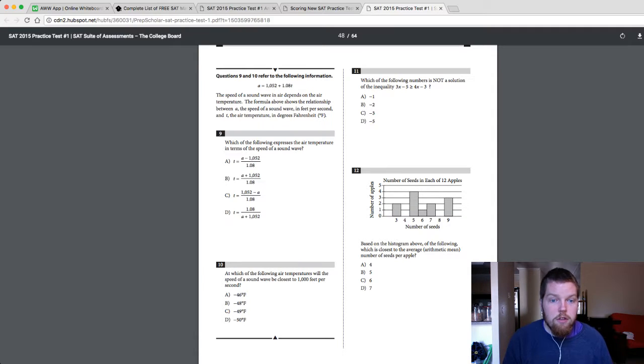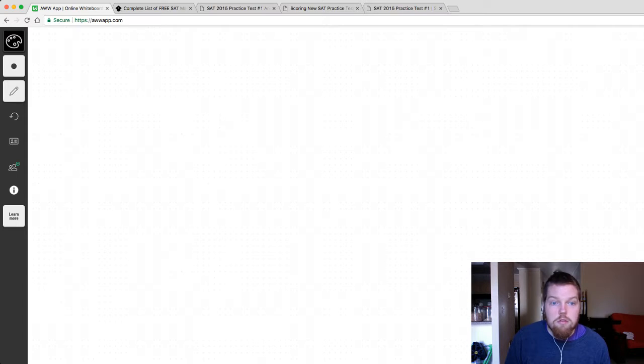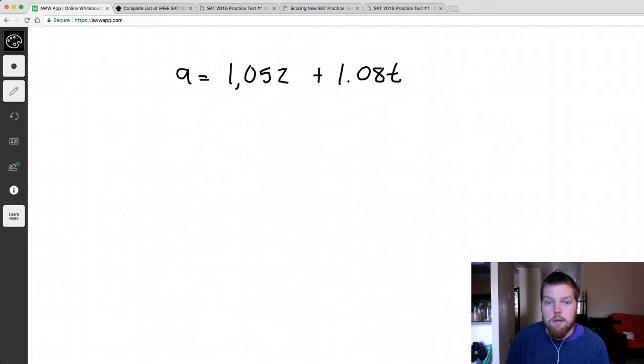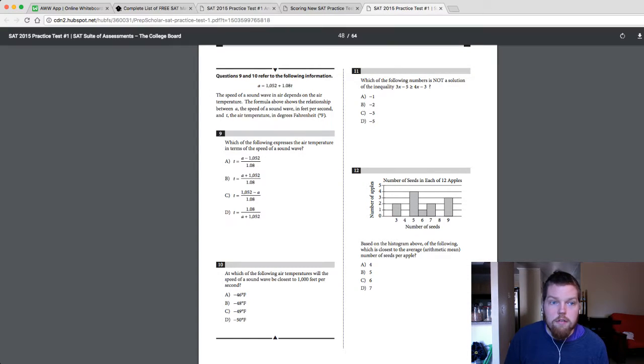So number 9, which of the following expresses the air temperature, which is T, in terms of the speed of the sound wave? So what they want us to do is to rearrange this so that it's solved for T. So A equals 1052 plus 1.08 T, right? Yes. So let's manipulate this.